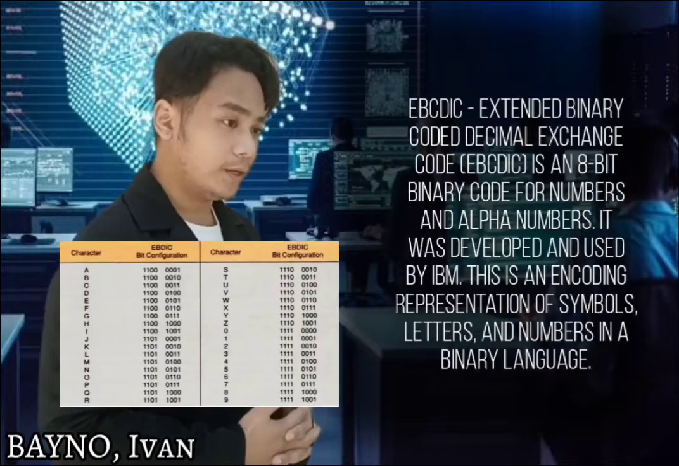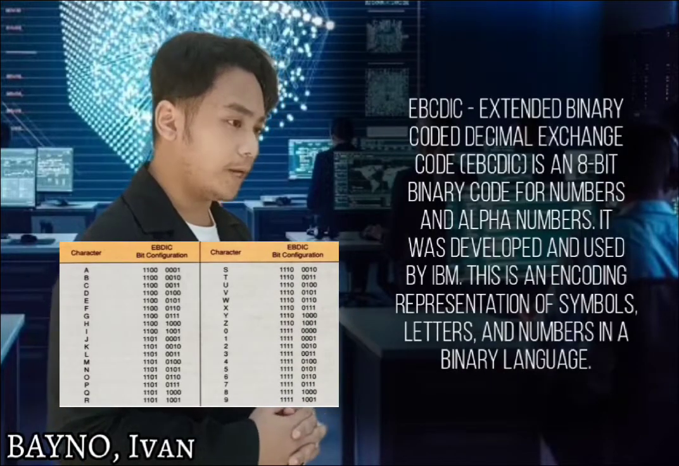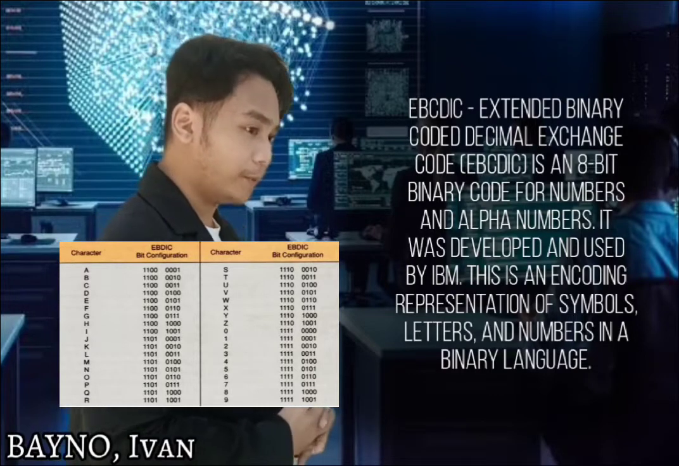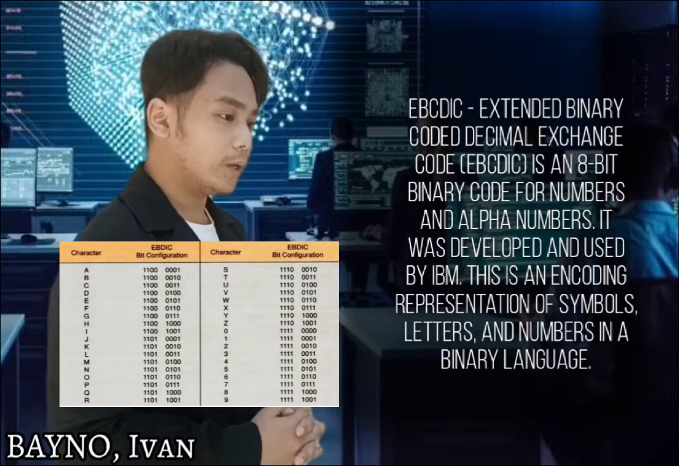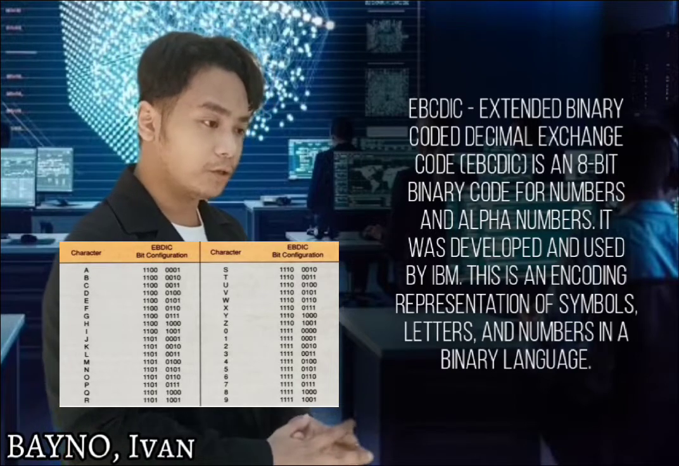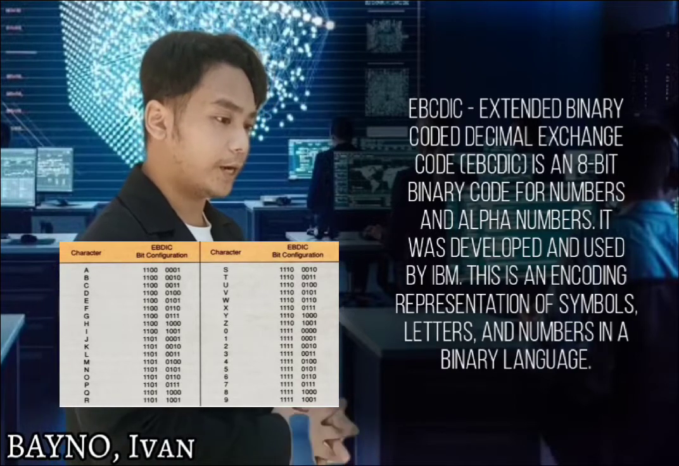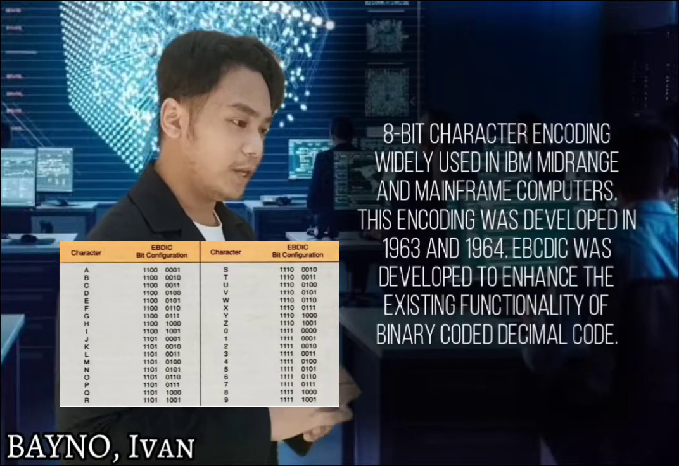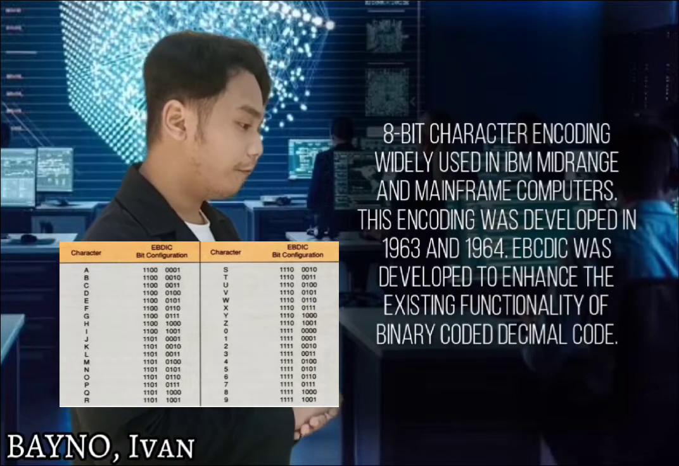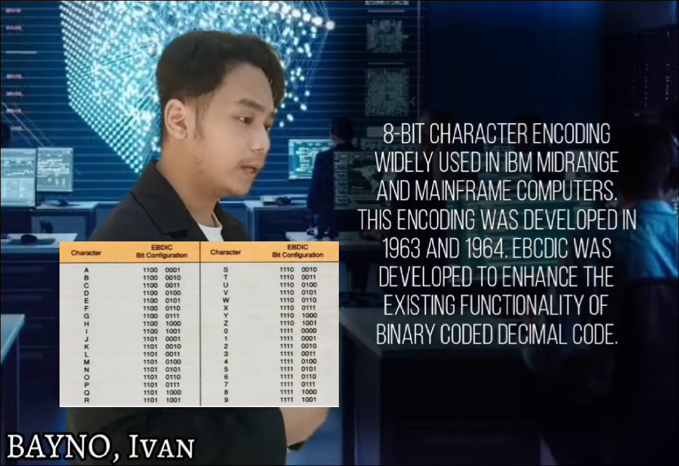The second one is EBCDIC, or the Extended Binary Coded Decimal Interchange Code, an 8-bit binary code for numbers and alphanumerics. It was developed and used by IBM. This is an encoding representation of symbols, letters, and numbers in binary computers. This encoding is widely used in IBM midrange systems. It was developed to enhance the existing functionality of binary coded decimal code.